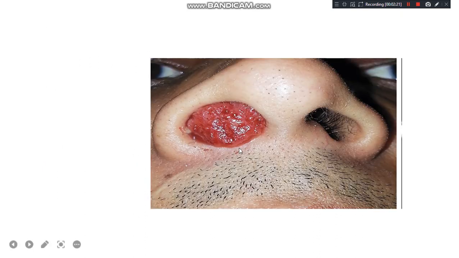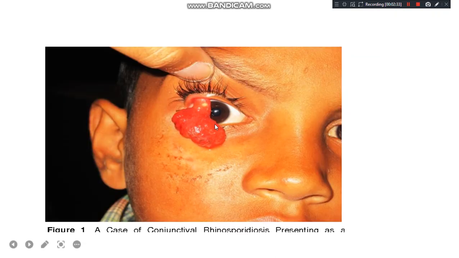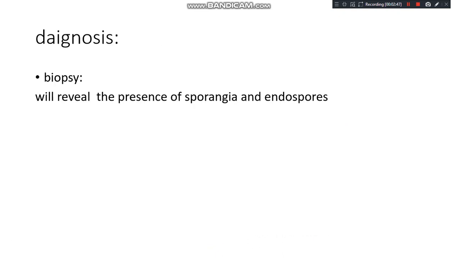Now here is a clinical presentation. You can see here the pink or purple mass which is attached to the nasal septum or to the lateral wall of the nose. As I have told you, it can also affect other parts of the body like conjunctiva, lip, palate. So I have shown here an example of the conjunctiva. This is conjunctival rhinosporidiosis. For diagnosis, after the clinical examination, you have to go for the biopsy, and that will reveal the presence of sporangia and endospores within the mass.